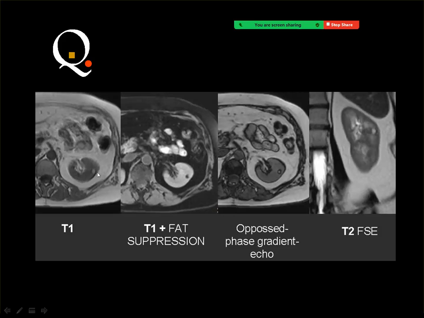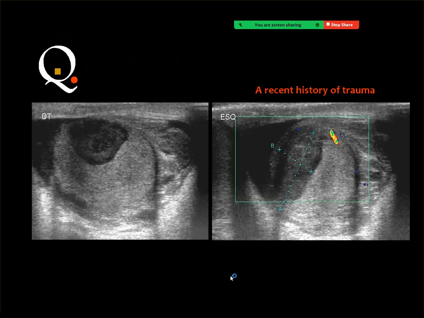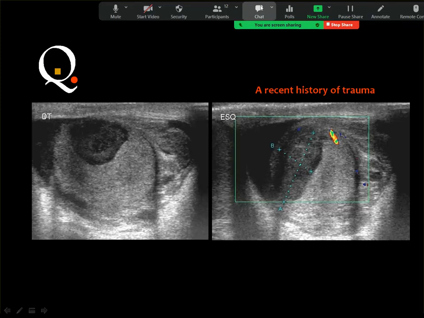And this is not a hemorrhagic cyst because it is suppressed in the fat-suppressed images, denoting the content of fat. And this is angiomyolipoma. The next case is an ultrasound of the testis. This is ultrasound and this is Doppler. The patient had a recent history of trauma to the scrotum.